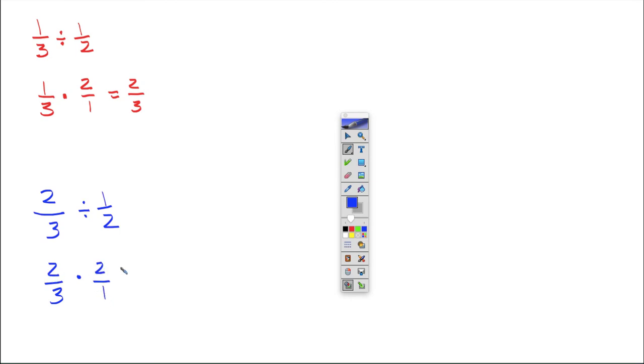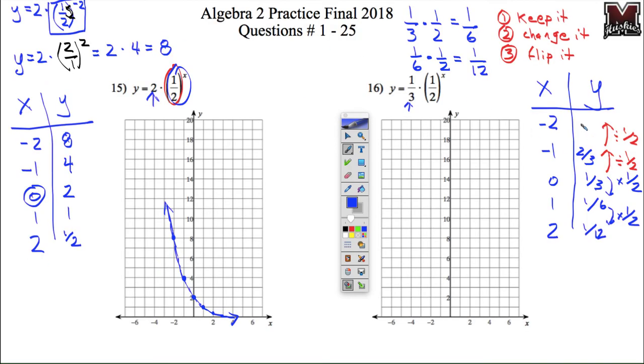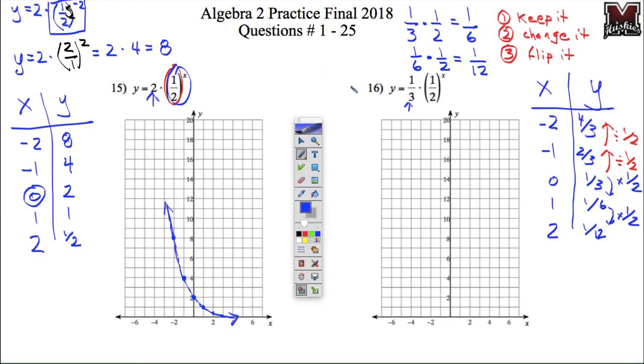Multiply straight through. 2 times 2 is 4. 3 times 1 is 3. Answer is 4/3. Oop, wrong direction. 4/3. Okay, these are a little bit ugly to graph, but do your best.